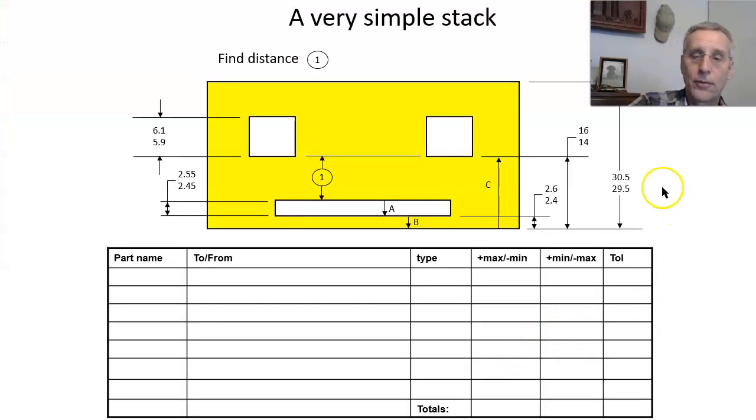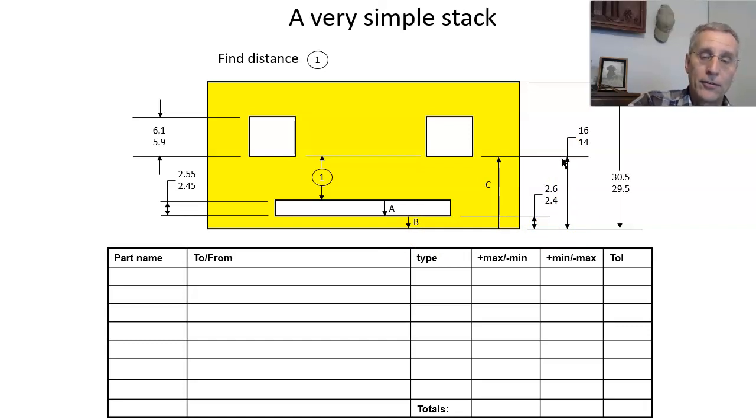So here's a very simple stack. In this stack, we want to look at what's the max and min distance from the top of the rectangle to the bottom of the square. So our stack path is going to start at the top of the rectangle. It's going to go down to the bottom of the rectangle, to the bottom of the part, and then from the bottom of the part up to the bottom of the square.